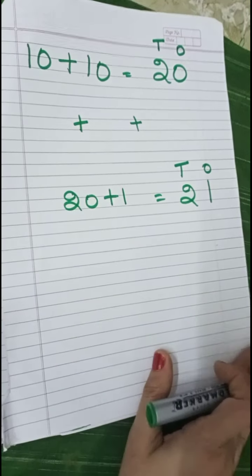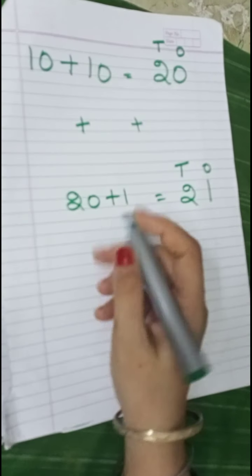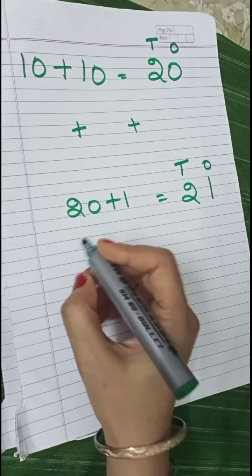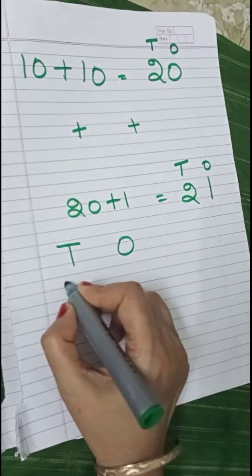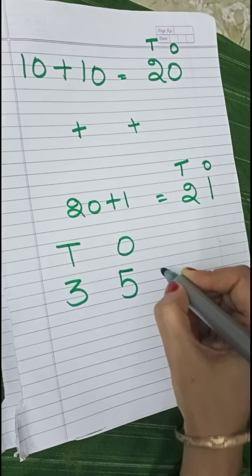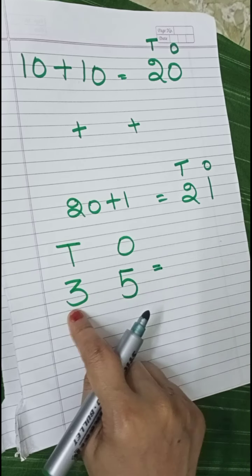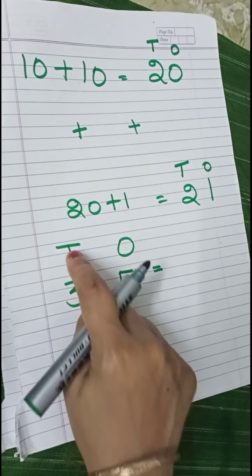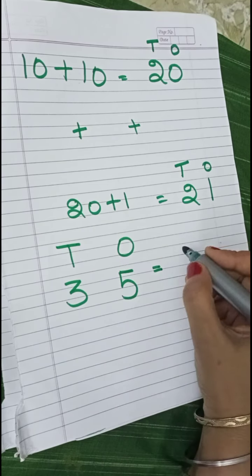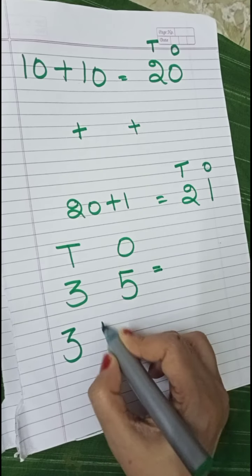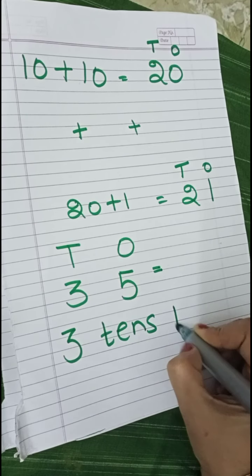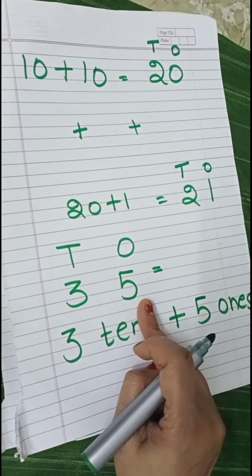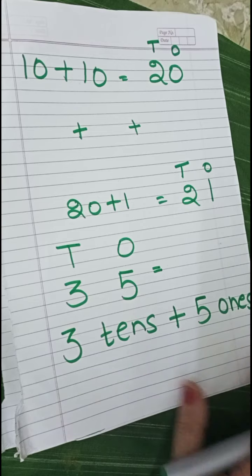Okay, let me do some examples. Let me explain with an example. If I take the number 35, how many tens are there in 35? 3 tens and 5 ones. How can we write it? 3 tens plus 5 ones. This way I have expanded the number 35.